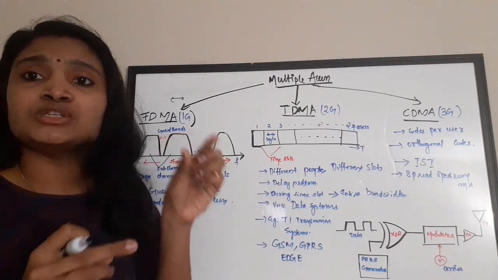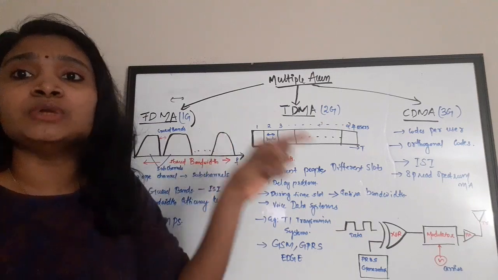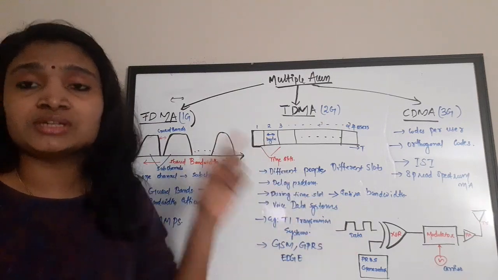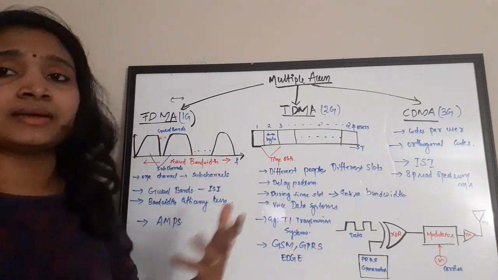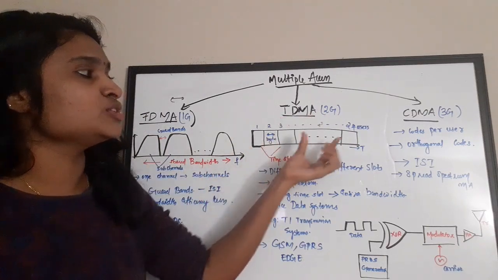That is, each user is given a particular time duration, and in that time duration, that user can access the entire channel. That is a concept. I hope it is clear. So TDMA is actually division of time.